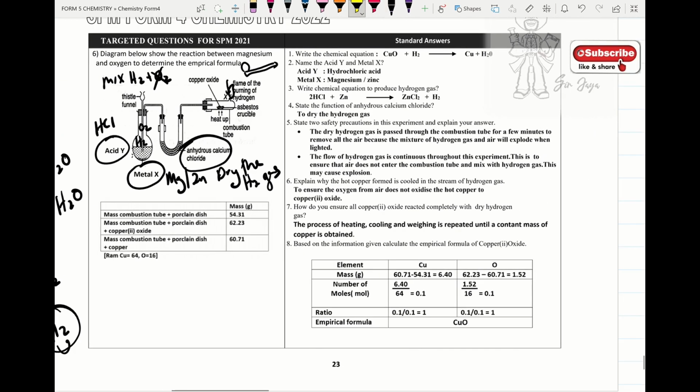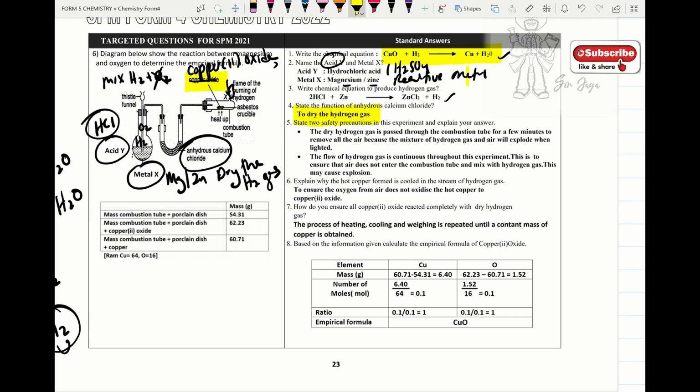Alright, so we check all the questions. Write down the chemical equation. The main chemical equation: we take copper 2 oxide, so this will be copper. Please remember this will be copper 2 oxide. The copper 2 oxide reacts with dry hydrogen gas to produce copper and water molecules. Name the acid: I take hydrochloric acid, or we can take sulfuric acid also. Magnesium and zinc: please take reactive metals, like magnesium. Write down the chemical equation to produce hydrogen gas, so it's given here. State the function of anhydrous calcium chloride: to dry the hydrogen gas.